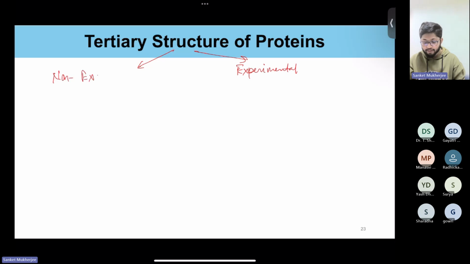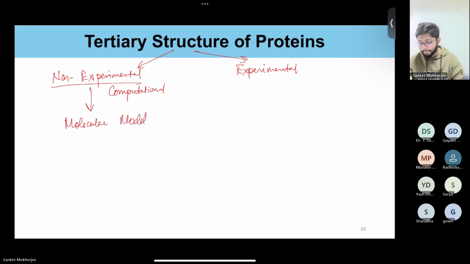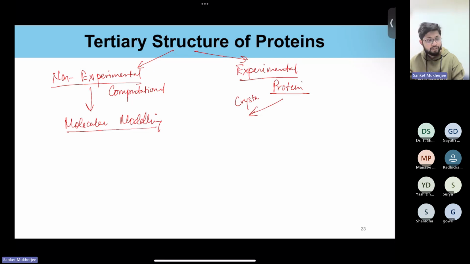So there are various computational approaches also. In case of computational approach, this is non-experimental, we perform molecular modeling. In case of experimental approach, you get the protein, you express the protein, purify it, then you can either form crystal, or you can keep it as the protein only in solution form.